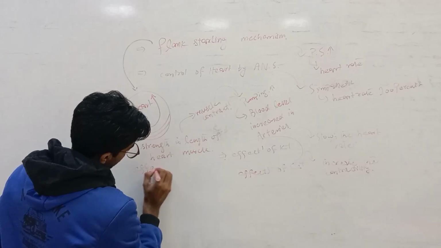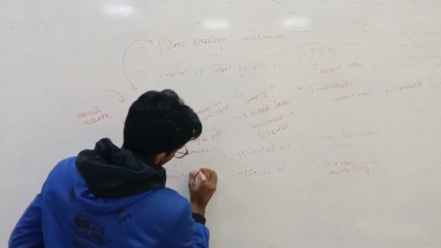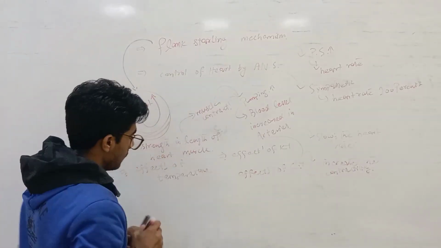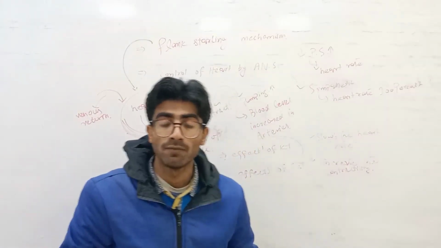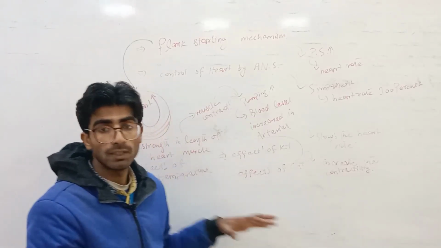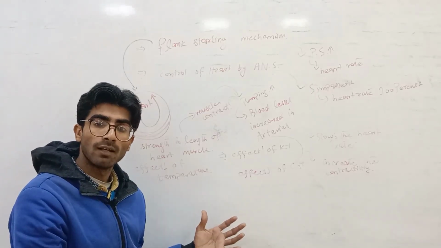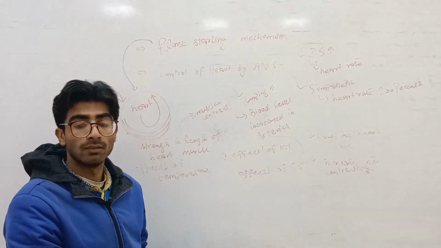Effect of temperature. Due to increasing temperature, fever occurs, cardiac output increases, and heart rate increases. Due to decreasing temperature, cardiac output decreases and heart rate decreases.